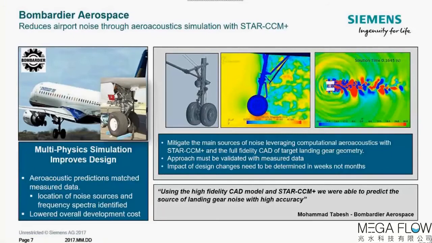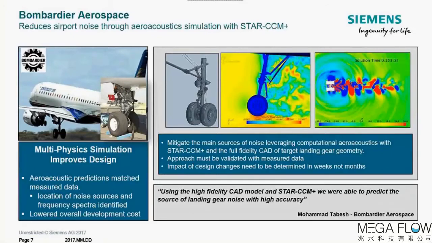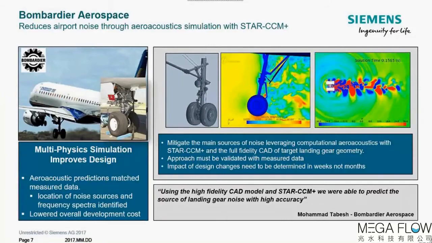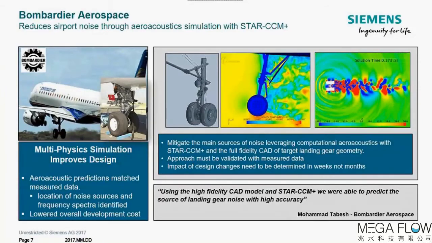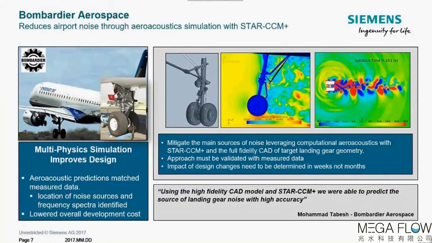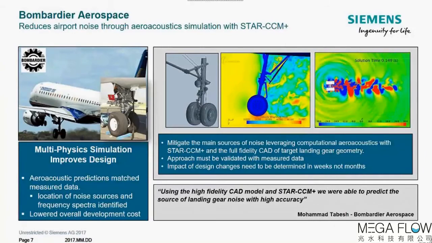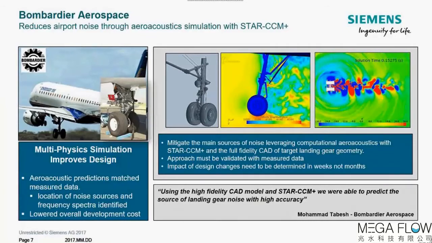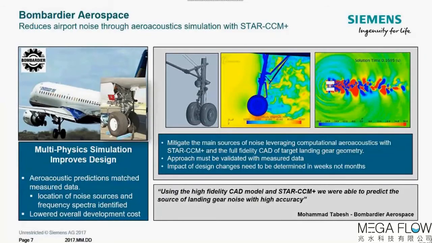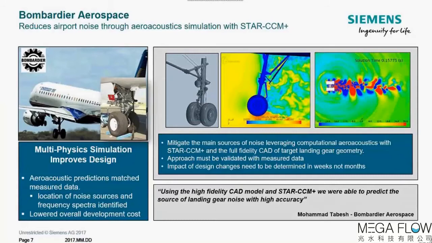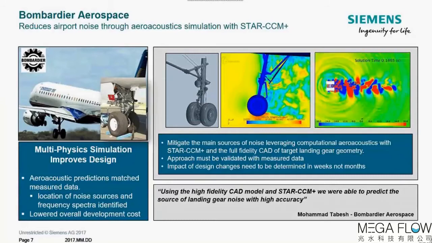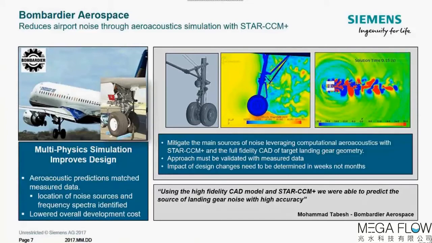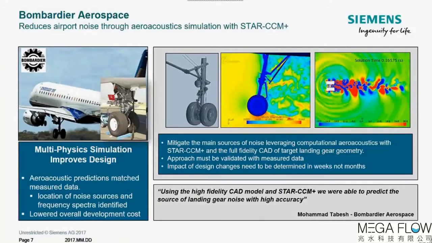One good example is some work we did as part of the Aeroacoustic Prediction Workshop. This was done in conjunction with Mohamed Tabesh at Bombardier Aerospace in Montreal. The idea was to take a known geometry in full fidelity without removing any of the geometric complexity and use CFD to predict the acoustic signature as well as the point source of noise. Where is the noise coming from in the geometry?